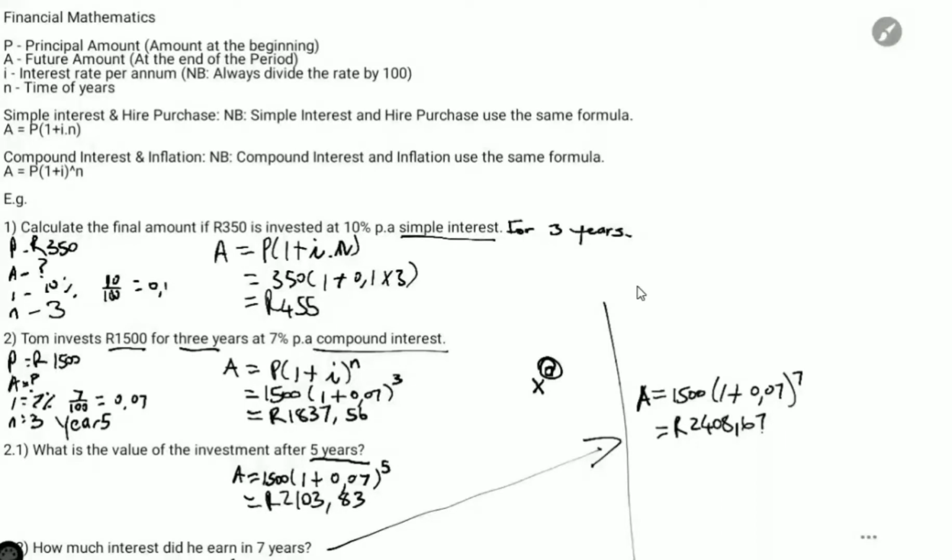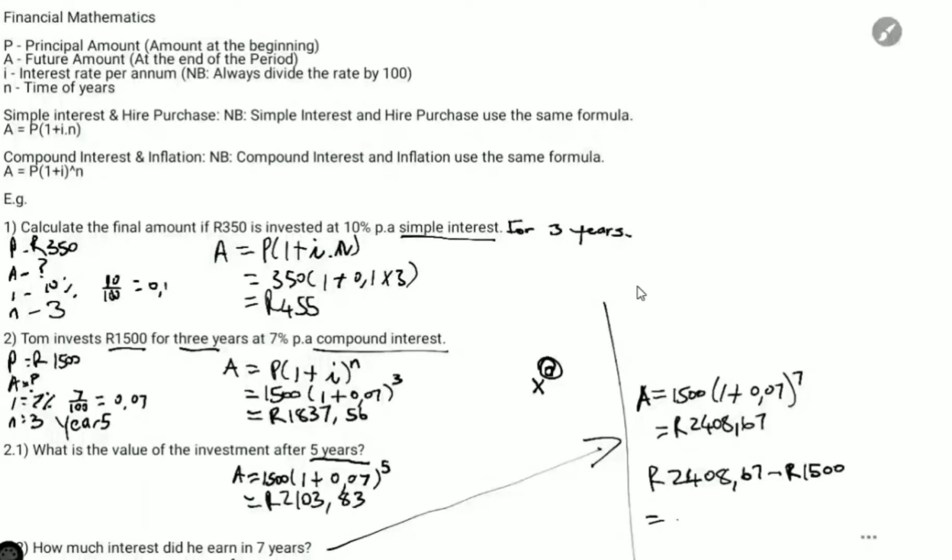So we now want to find what the interest is. We're going to take the amount after the 7 years, 2408.67, and subtract the amount that he invested at the beginning. That's how you get interest. You take the amount at the end and subtract the amount at the beginning, because if we want to know how much we've made, that's what we do. Take the amount at the end, subtract what we put in, and we get the difference.